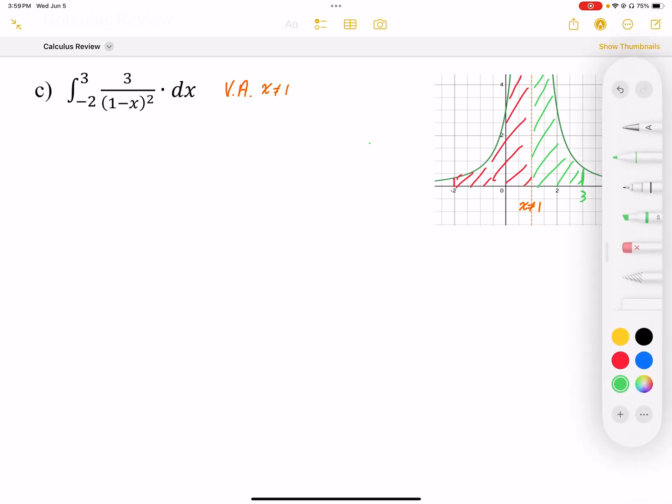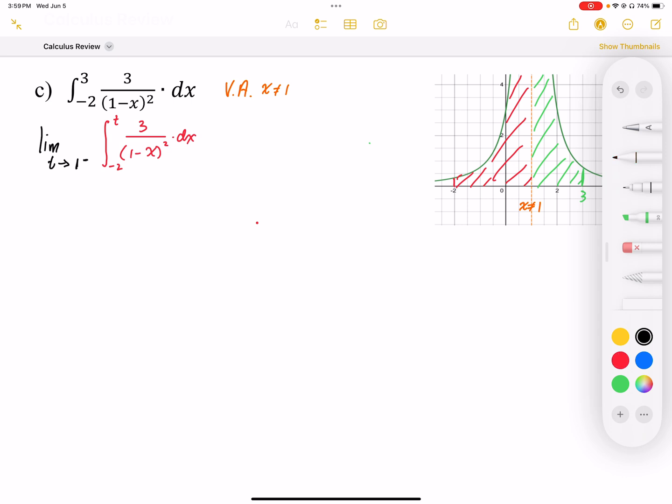Okay, so I'm going to need a limit because I'm going to integrate up to an asymptote. So I need to use my limit notation. I'm going to have the limit, I'm going to use t, as it approaches the vertical asymptote at 1. In the red area, though, I'm going to approach it from the negative side. So then I'm going to integrate from -2 to t of 3 over (1 - x) all squared dx.